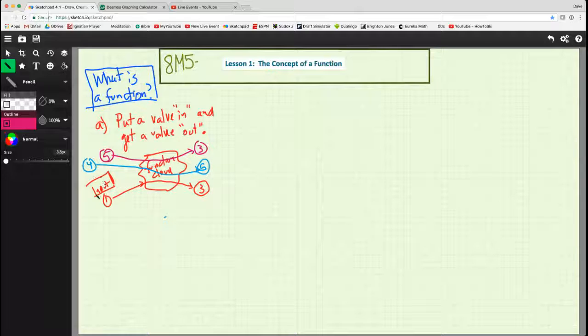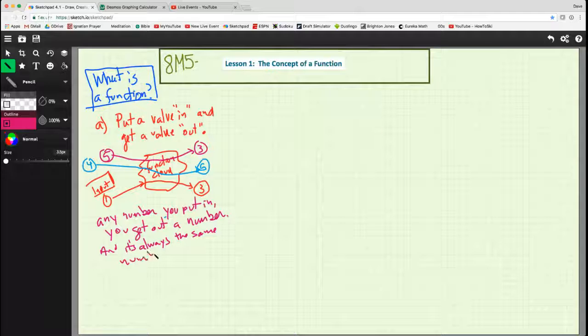So the idea here is that for any number you put in, you get out a number. And it's always the same number. Okay, so that's kind of the first way, the first piece, A.